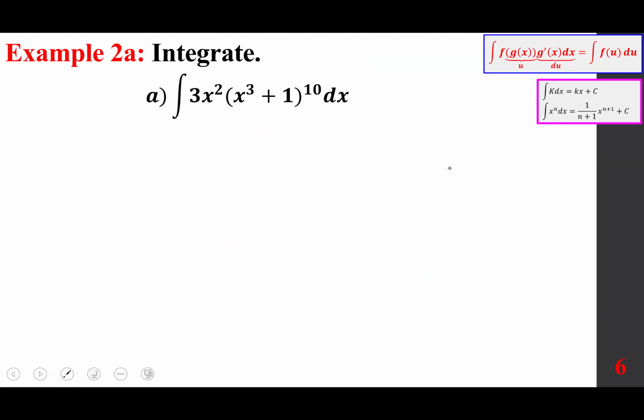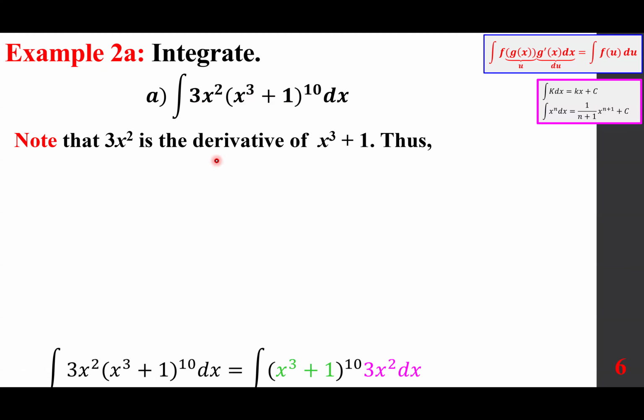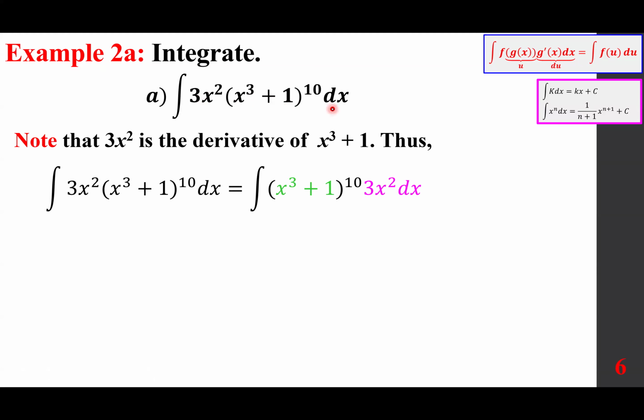Again, we are dealing with polynomials. The one which is more complicated, in this case x cubed plus 1, should be the choice of u. And notice that 3x squared is the derivative of that. Note that 3x squared is the derivative of x cubed plus 1. So we are going to move the 3x squared next to dx. And if we choose this one to be u, this one is its derivative, and times dx is du.